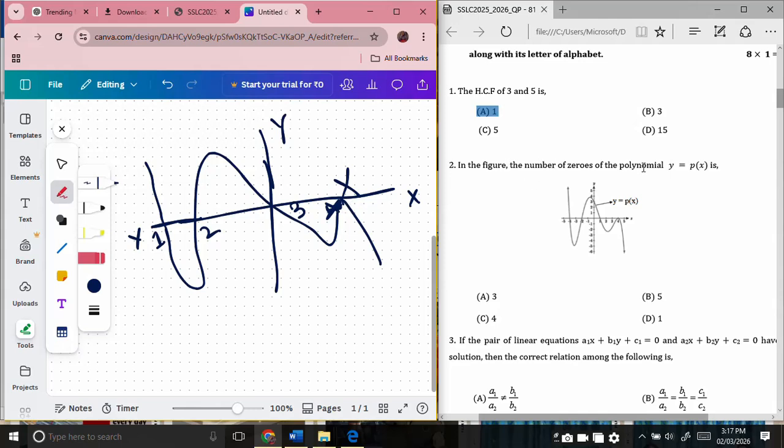So the number of zeros for the polynomial is going to be option A. What is option A? 3. You should see how many times it is crossing. 1, 2, then 3, and the fourth time it is not touching, it is just going down. The first time it is crossing the x-axis, the second time also it is crossing, the third time also it is crossing, but the fourth time it is not crossing the x-axis, right? So 3 is the answer for the second question.